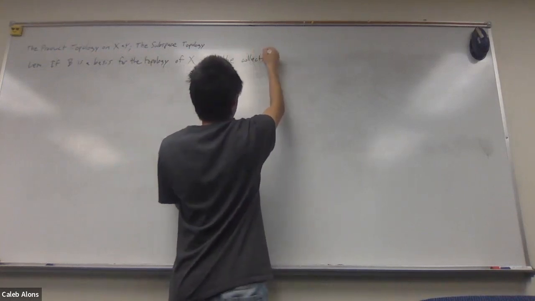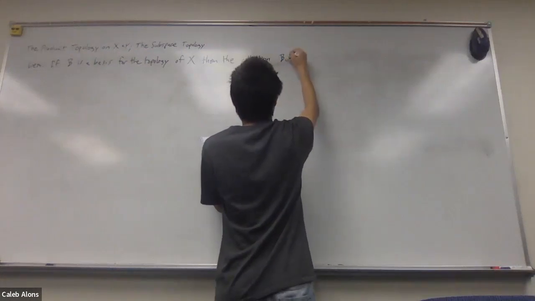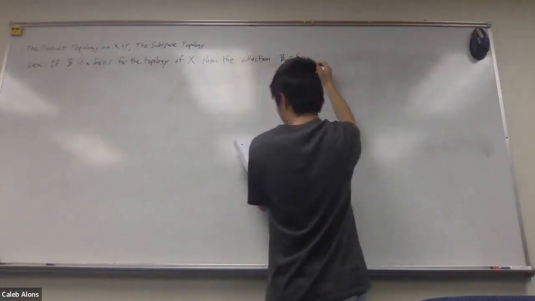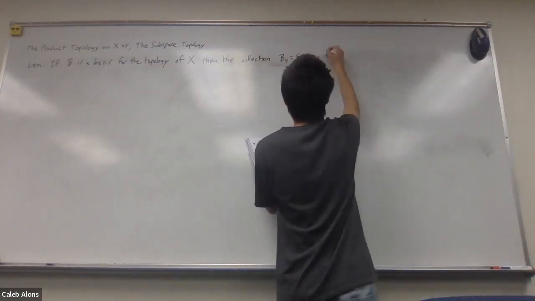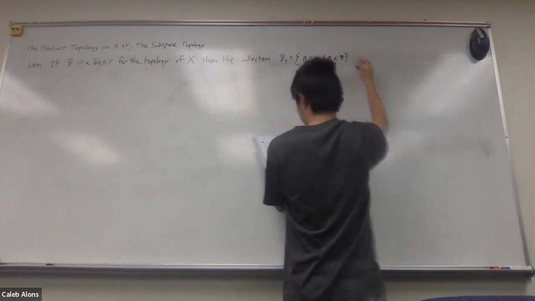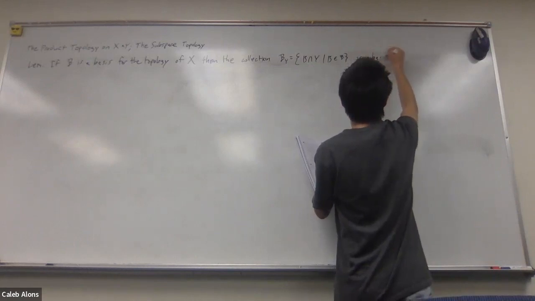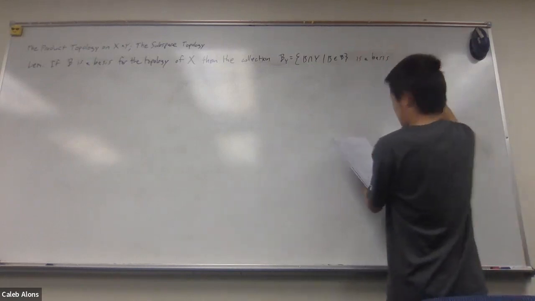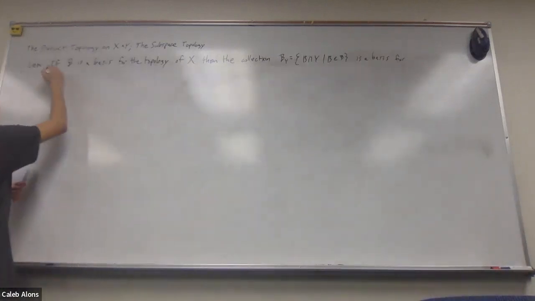And a collection of subsets of Y, which we take to be basis elements intersecting with Y. This will be a way we can get a basis for, again, the subspace topology on Y.